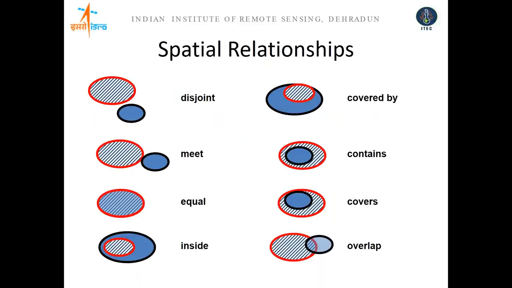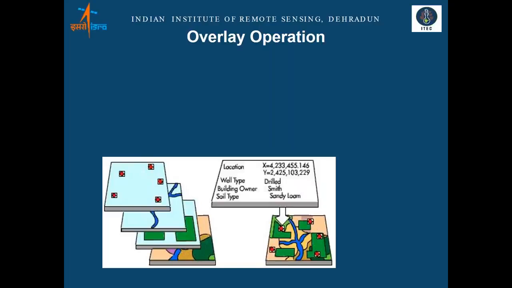Now here you can see that there are different types of spatial relationships. In fact, whenever you fire a spatial query in GIS, you make use of these different spatial relationships which are available: meet, equal, inside, disjoint. There are so many, 8 relationships, which allow you to query any two data sets. So once you apply these relationships, you can retrieve information from a large number of polygons. That is the beauty of these relationships, which are available in most of the software.